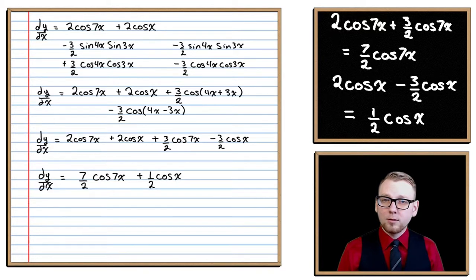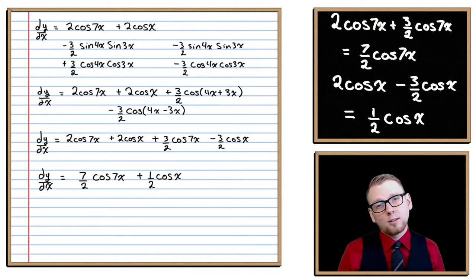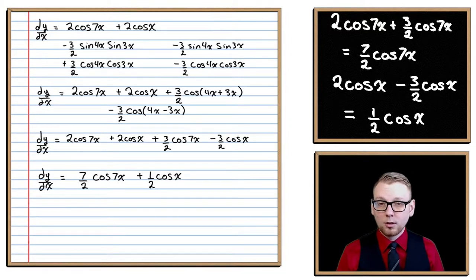The cosine of 7x add together to give you 7 over 2 cosine of 7x. And the cosine of x add together to give you just 1 over 2 cosine of x. And we're done.